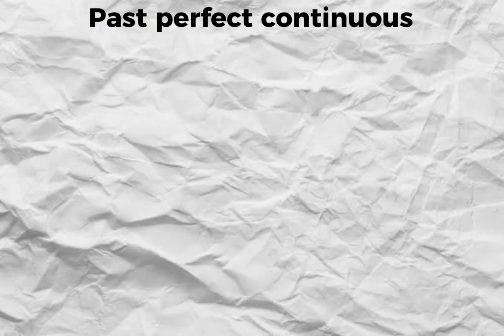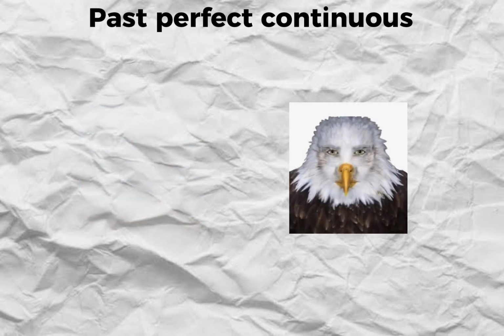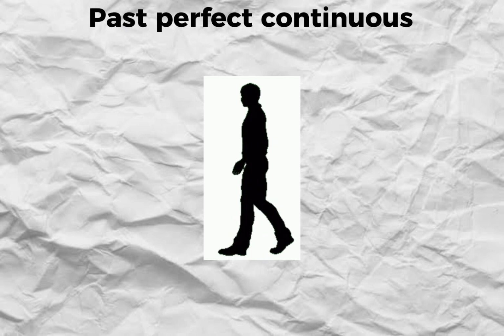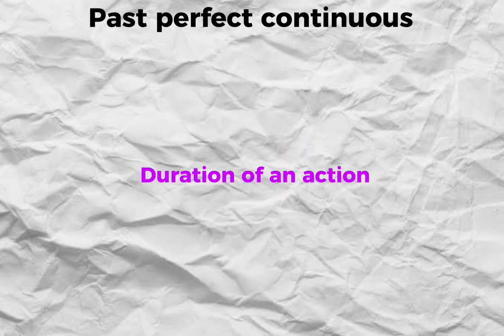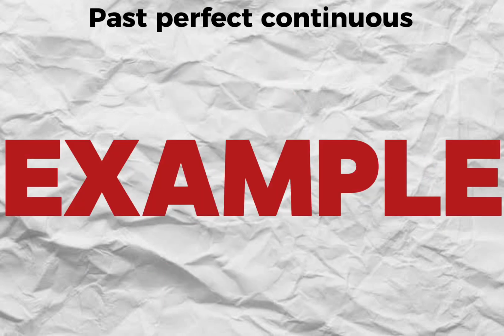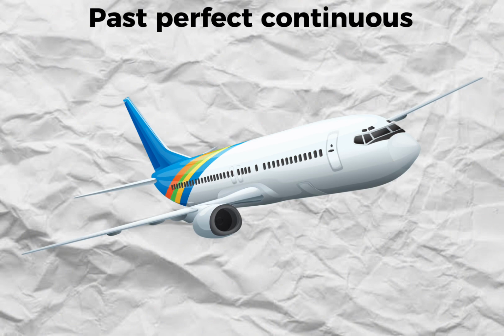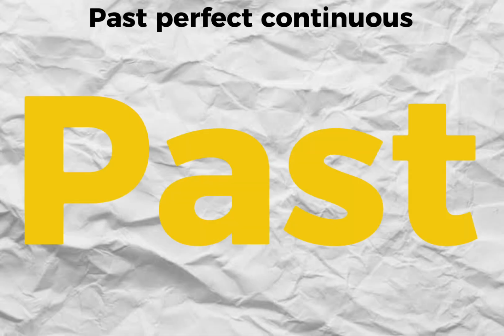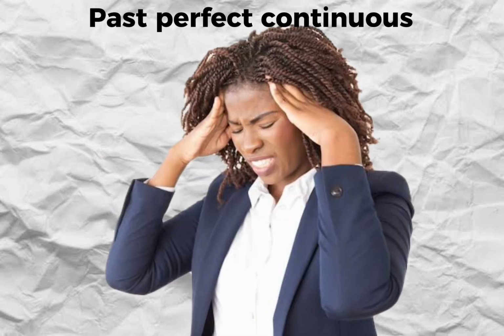The usages of the past perfect continuous are the following: to show an action that was happening before another action in the past. Example: He had been running for an hour before he felt tired. To emphasize the duration of an action in the past. Example: They had been traveling for months before they reached their destination. To explain a cause of something in the past. Example: She was exhausted because she had been working all day.